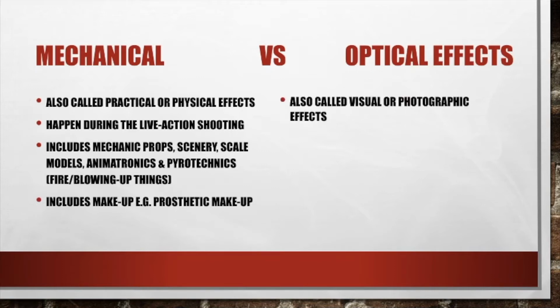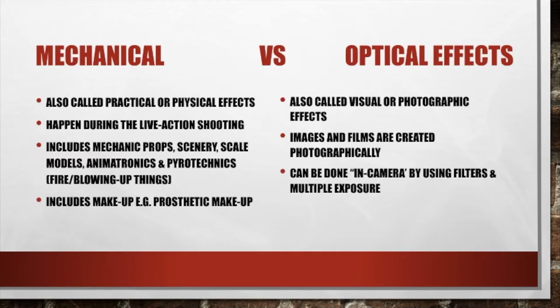Optical effects, on the other hand, can also be called visual or photographic effects. And those are where images and films and effects are created photographically, so that means afterwards. Sometimes it can be done through the camera, for example, using a filter or multiple exposure or slow motion, something like that. But most often it is done in post-production, which is where they have all these computer programs where they can create effects, and that includes CGI.